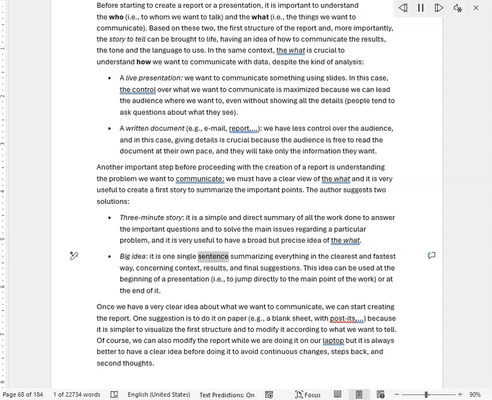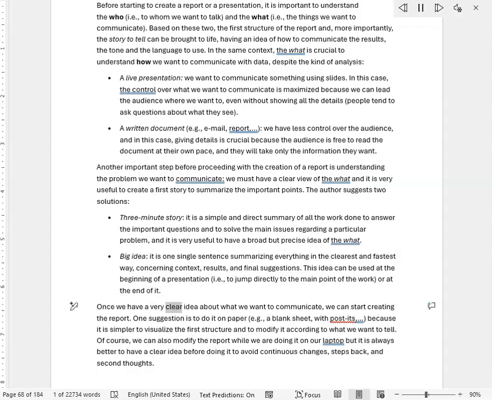It is one single sentence summarizing everything in the clearest and fastest way concerning context, results, and final suggestions. This idea can be used at the beginning of a presentation, i.e., to jump directly to the main point of the work, or at the end of it.